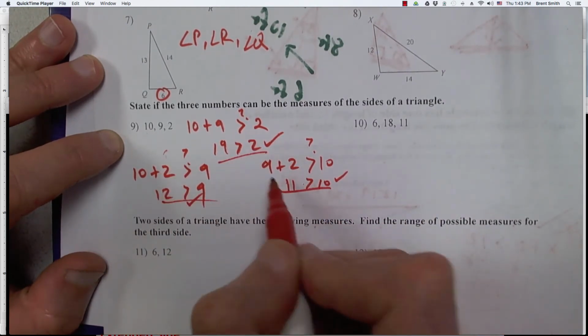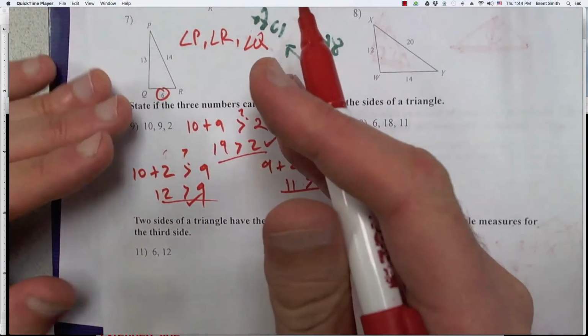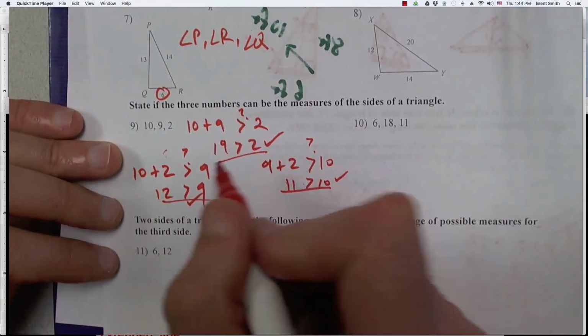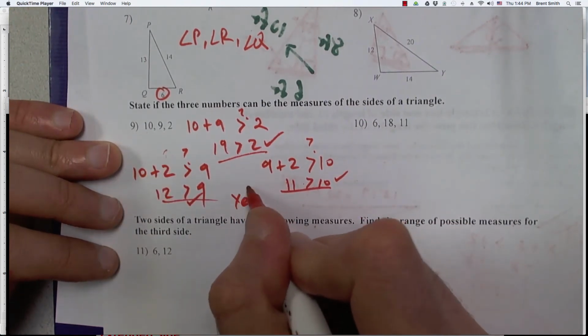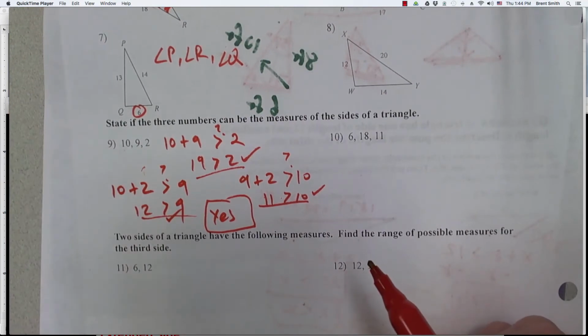So since all three pairs of two sides are greater than the third side, it does make a triangle. We don't have any issues where it doesn't quite reach or it makes just a straight line, so we can say, yes, this can be a triangle. Okay? I'd like you to try number 10 on your own. We'll go over the answer later.